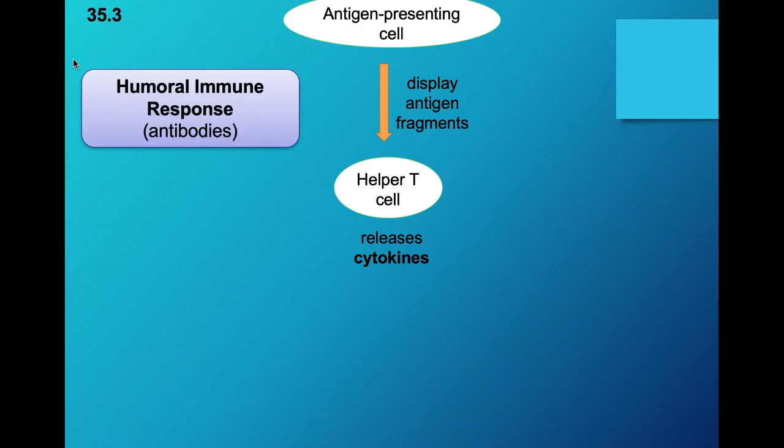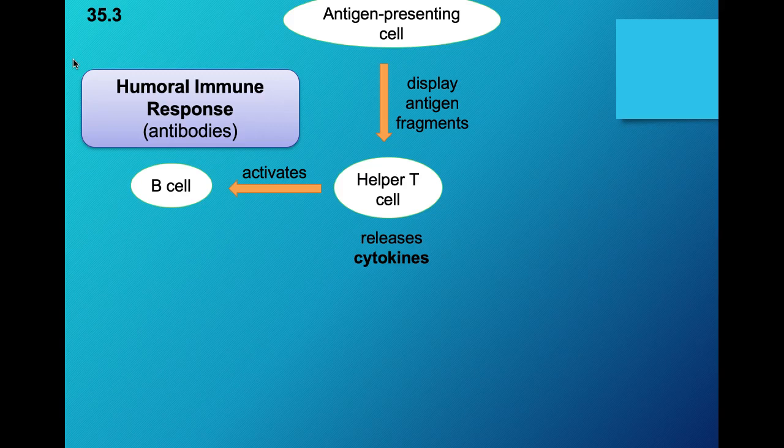It can trigger a humoral immune response, which is where antibodies will be made to help with those pathogens. And the humoral immune response is a response that protects our blood and our lymphatic fluid by neutralizing and eliminating toxins. The second type of response will be the cell-mediated immune response, which I'll get more into on this slide in just a second.